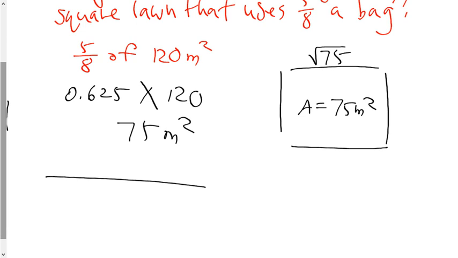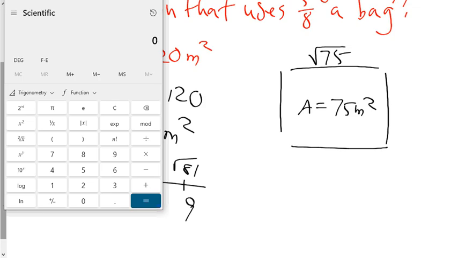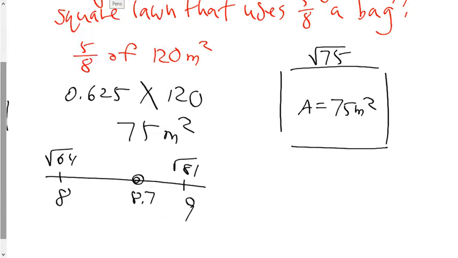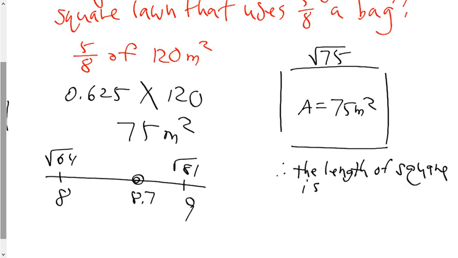If I approximate it without a calculator, I can do that, no problem. 8, 9, 6 away, 11 away, right around there. Now, 8.7. Anyone disagree with me? Take a calculator, ask it, what is the square root of 75? 8.66, so about 8.7. So therefore, the length of a square lawn is the square root of 75, or approximately 8.7 meters long.